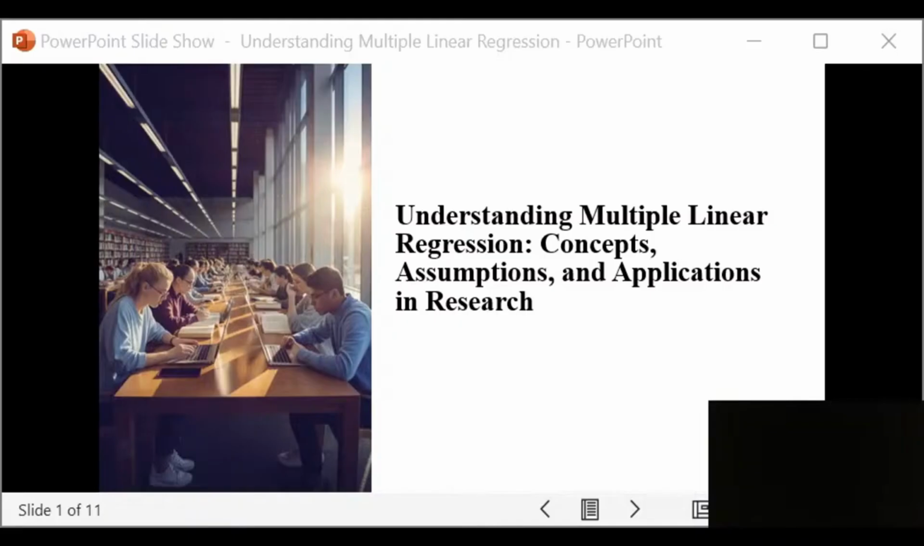Today we will take a closer look at one of the most powerful and widely used statistical techniques in research. One that allows us to predict outcomes, explain relationships, and make data-driven decisions. Our topic is titled Understanding Multiple Linear Regression: concepts, assumptions, and applications in research. This discussion will help you understand not only how multiple regression works, but also how to properly apply it in your own studies.